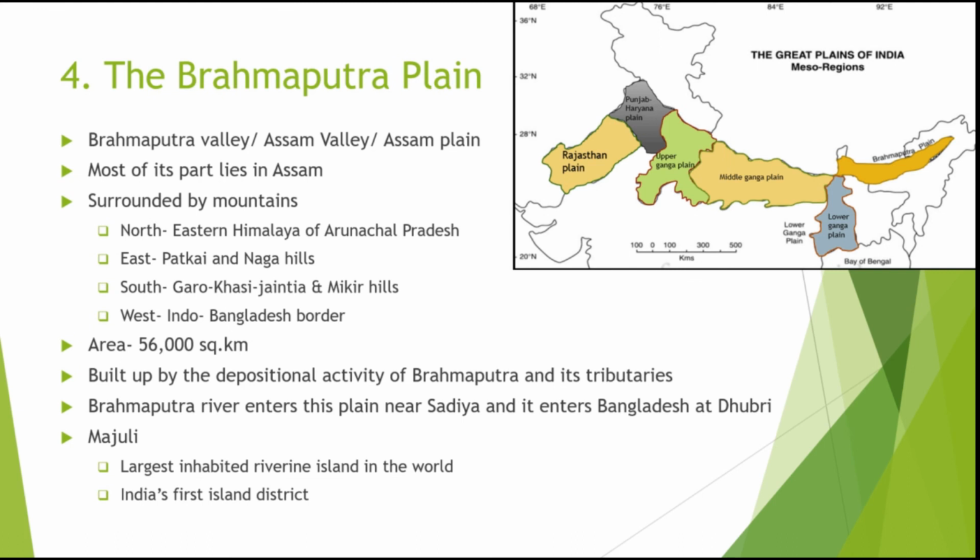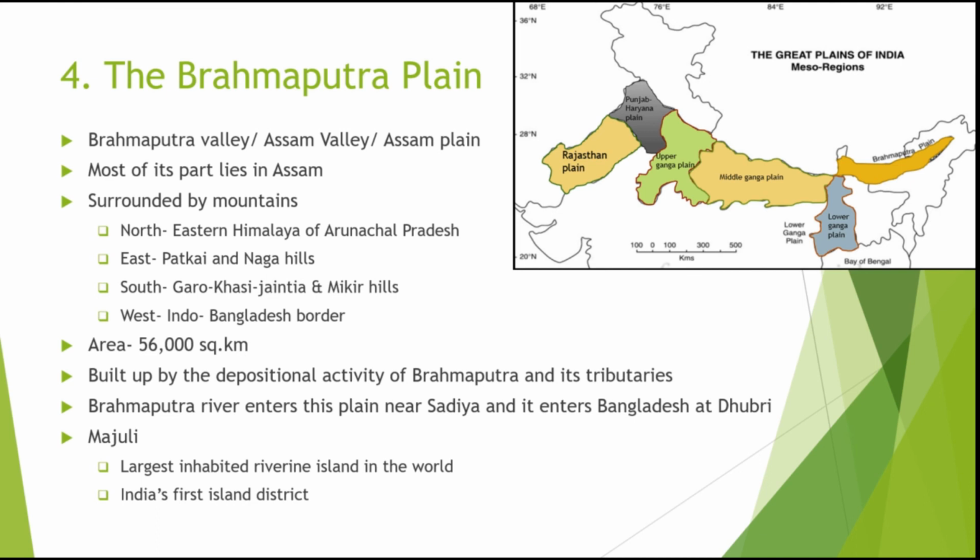The last and the easternmost regional division of the Great Plains of India is the Brahmaputra Plain. This Brahmaputra Plain is also known as the Brahmaputra Valley or Assam Plain, as most of the Brahmaputra Valley is situated in Assam. It is a well demarcated physical unit surrounded by mountains on almost all sides.